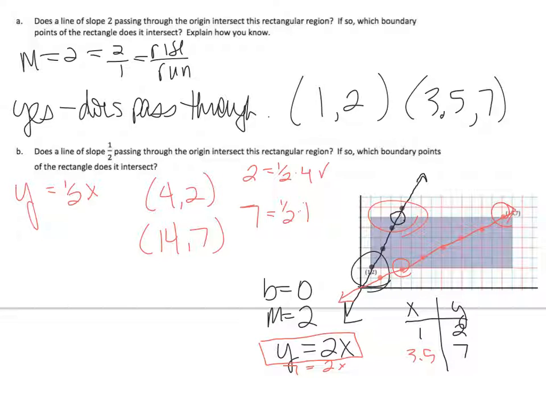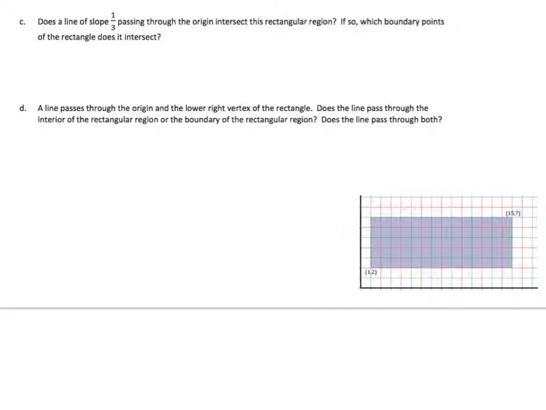7 equals 1/2 times 14. It works. Now a line of slope 1/3, so I'm doing a rise of 1 and a run of 3. Up 1, over 3. Up 1, over 3.